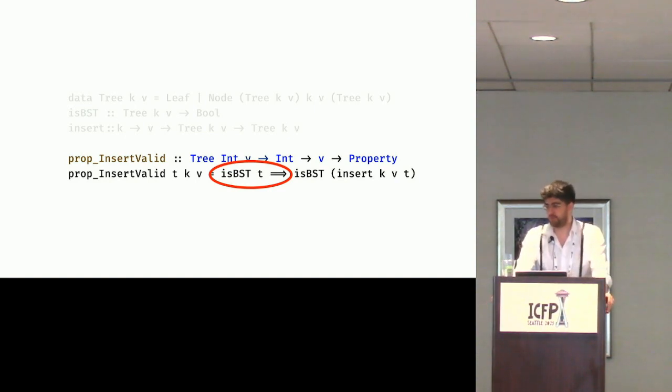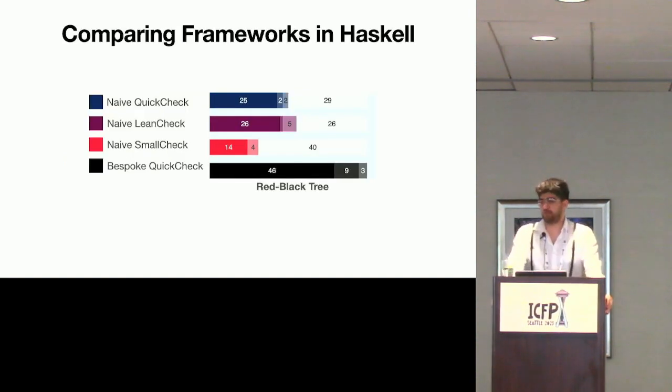And in cases such as red-black tree, as the invariants of a data structure get more and more complex, so it becomes more separate from the type definition itself, it becomes harder for a type-based generator to satisfy the preconditions. So we see a drop in all three of the type-based generators, but we still see the same ordering between them.